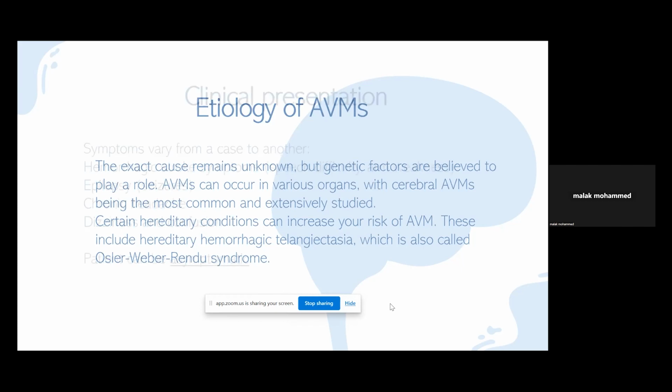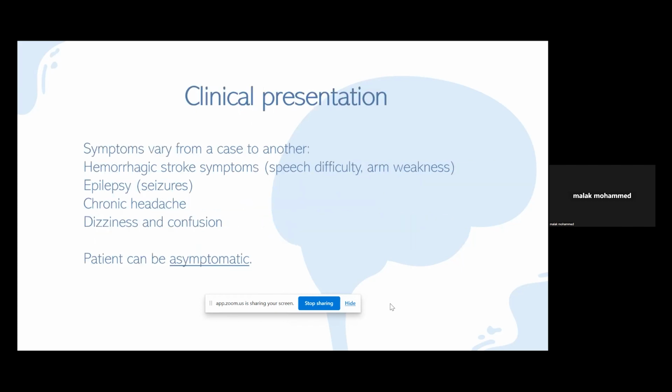So, how would a patient with AVM present to the clinic? They may come with hemorrhagic stroke, which is the most serious one. They will have speech difficulty, arm weakness, and inability to walk. Epilepsy: they could be misdiagnosed as epileptic patients because they have seizures, although the epilepsy is due to an underlying cause, which is the brain AVM. They may have chronic headache, mainly migraine, and dizziness or confusion. Other patients would be very healthy, presenting asymptomatic, so the finding will be incidental.